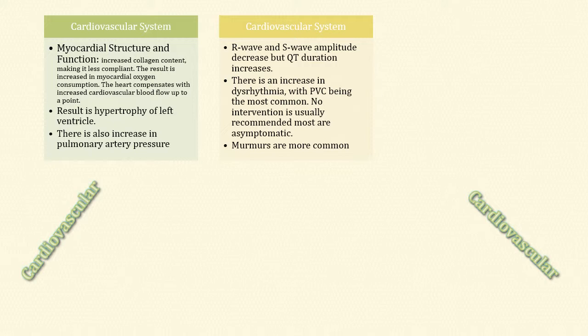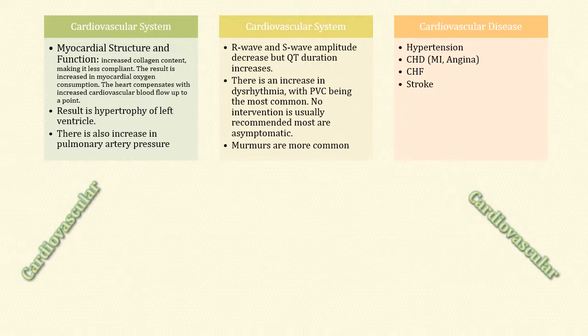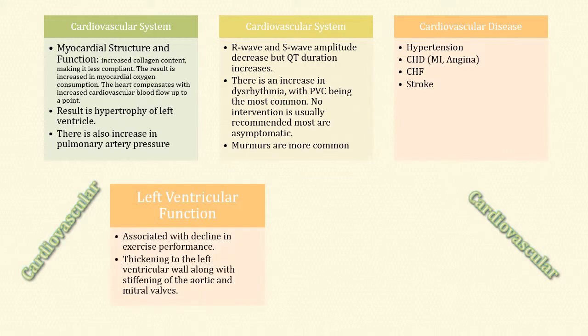There is an increase in dysrhythmias, with PVC being the most common. No intervention is usually recommended, but most are asymptomatic. Murmurs are the most common. Some cardiovascular diseases include hypertension, coronary heart disease such as an MI or angina, CHF, and/or stroke. Left ventricular function is associated with a decline in exercise performance.